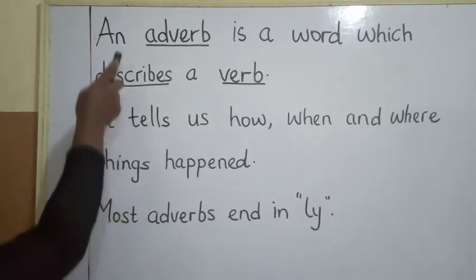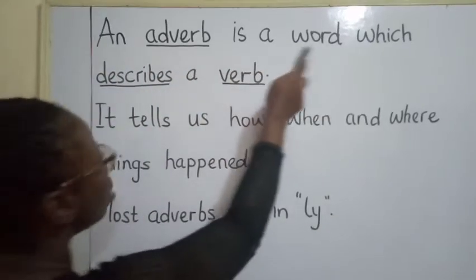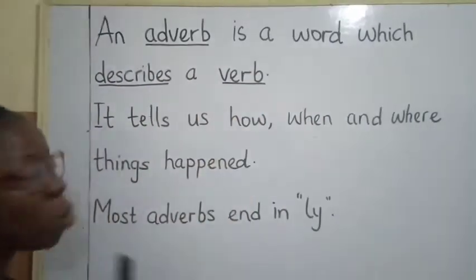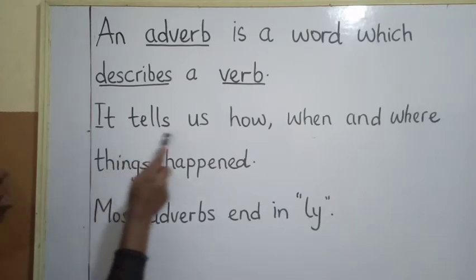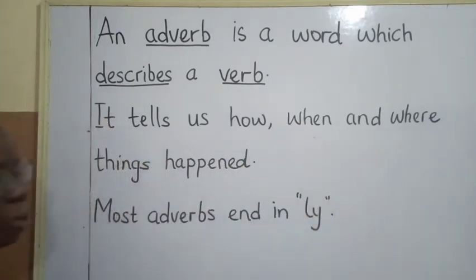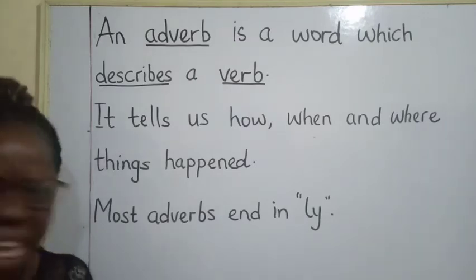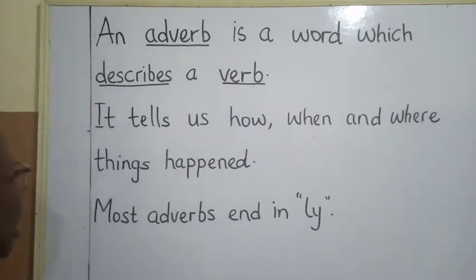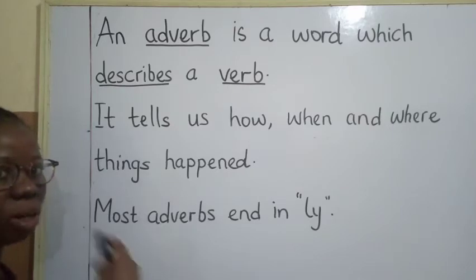Okay? Now, let me go again. An adverb is a word which describes a verb, which is an action word. It tells us how, when, and where things happen. It tells us how an action is performed, when and where it takes place. Then most adverbs end in ly.